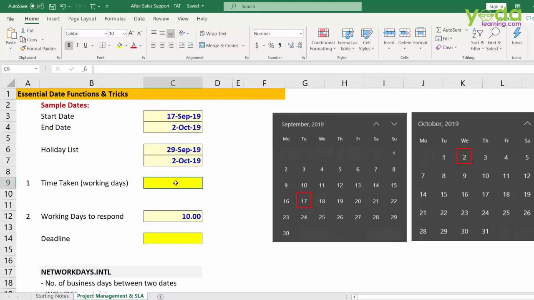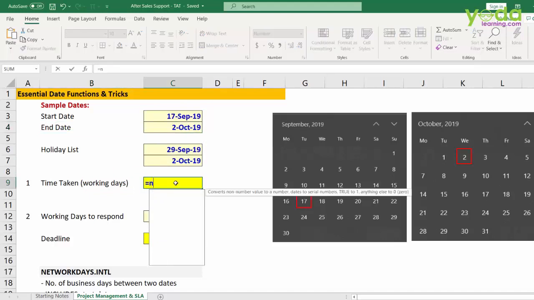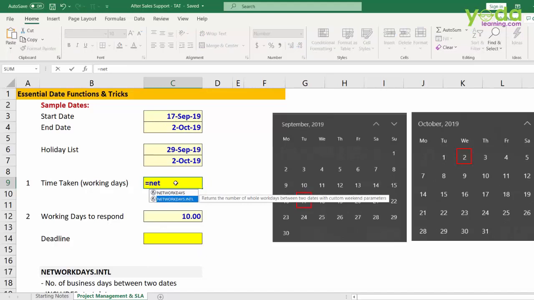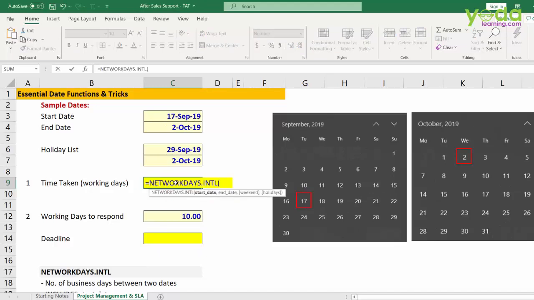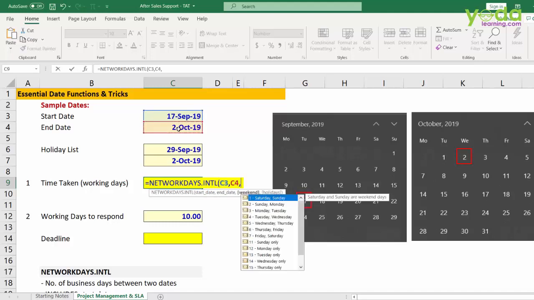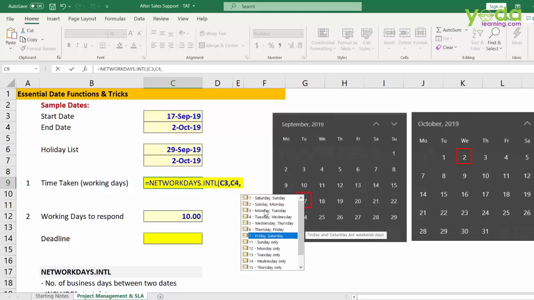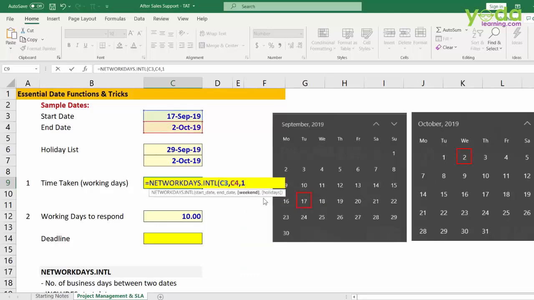First, I'm going to go to the dark yellow cell and write in the function called networkdays.intl. That means what are the net working days between 2 dates. The parameters suggest that I first choose the starting date, then I choose the ending date. Then the third parameter asks what type of weekend I should follow. In some countries, they follow Friday and Saturday. Well, let me take Saturday and Sunday.